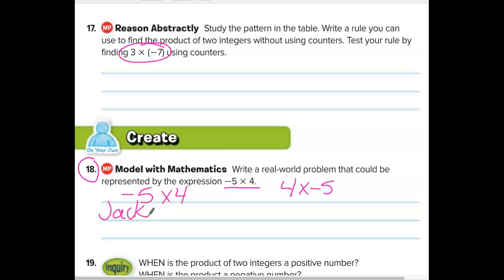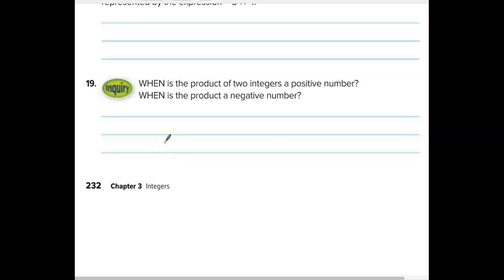Okay? And then on number 19, you're finally going to come up with our final rule and answer our inquiry lab question, which was, when is the product of 2 integers a positive and when is the product a negative? So you're going to write the final rule that we will be able to use in class tomorrow. Okay, the rest of this is homework. It is due tomorrow at the beginning of class.